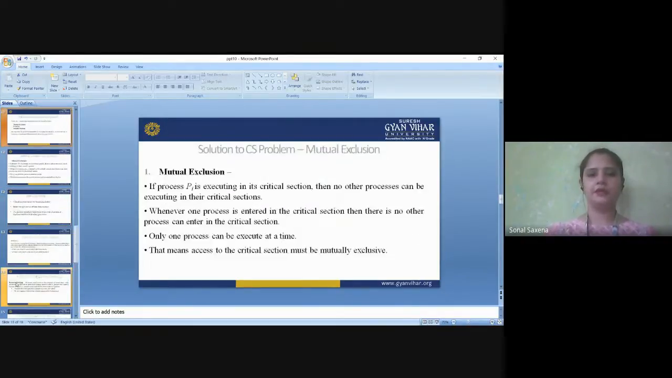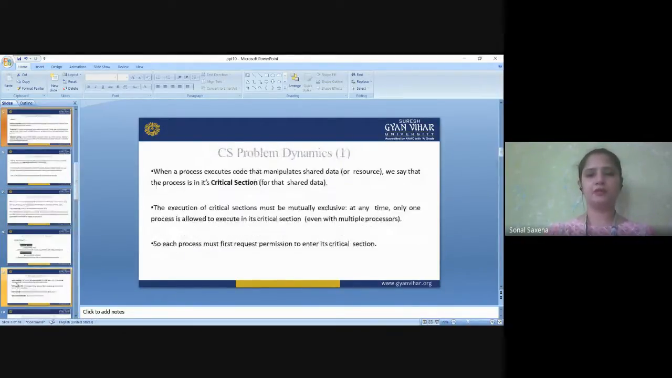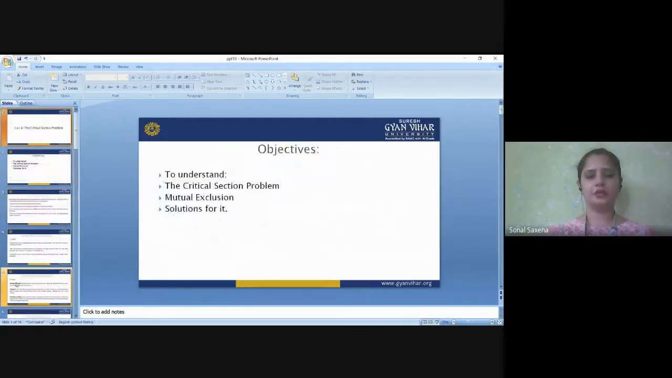So I think in today's lecture we have met our objectives. Let me tell you what our objectives were. They were to understand the critical section problem. So you have understood what a critical section problem is. It is just a code segment in every process, where the execution occurs.